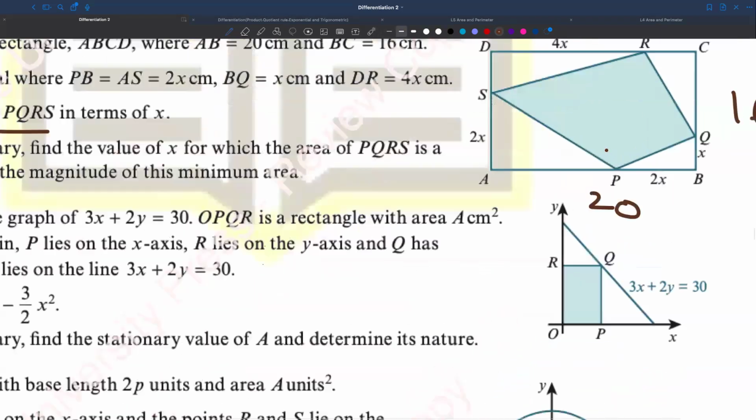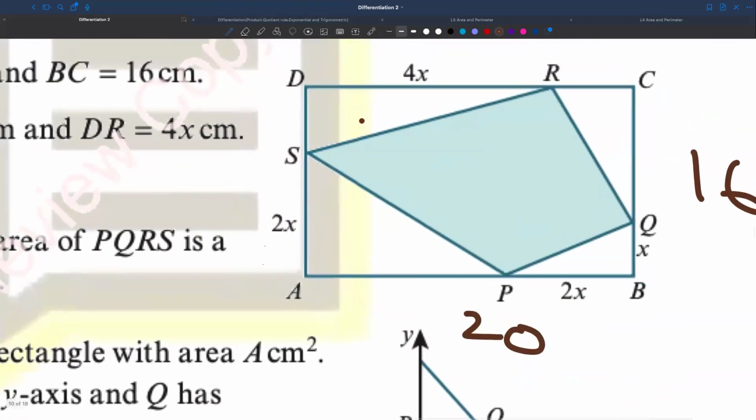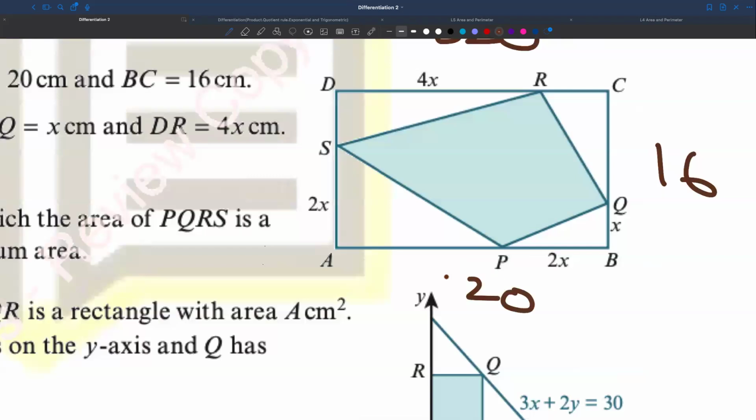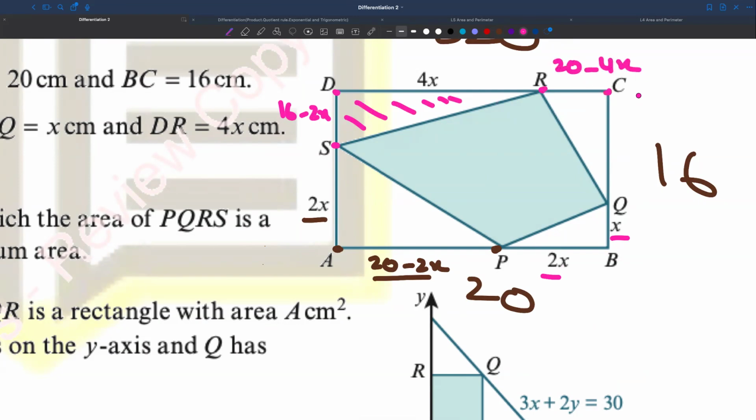Now, I have to subtract the area of these 4 triangles, right? If this is 2x and this is 20, can I say from here till here, this length is 20 minus 2x? So the area of this triangle will be half into 2x into 20 minus 2x. The area of this triangle will be half into 2x into x. This length over here will be 16 minus 2x, so I can find the area of this triangle as well. This length will be 20 minus 4x, and this length QC will be 16 minus x. I can find the area of this triangle as well.